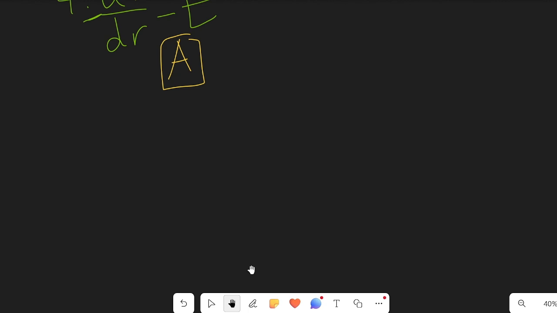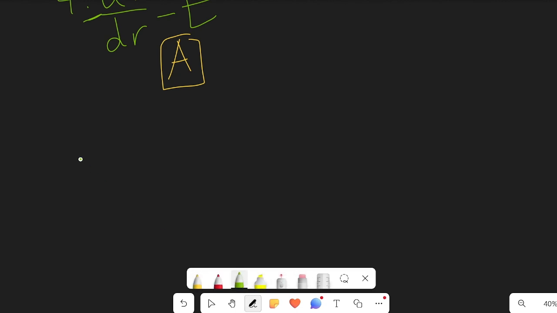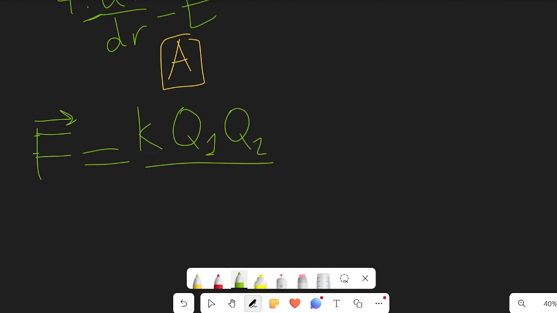Essentially for electric field, let's start off with the vector form of Coulomb's law. This is essentially force, if it was a vector, so this would be equal to the Coulomb constant times Q1, Q2 divided by R squared. And yes, this is the vector form of Coulomb's law.